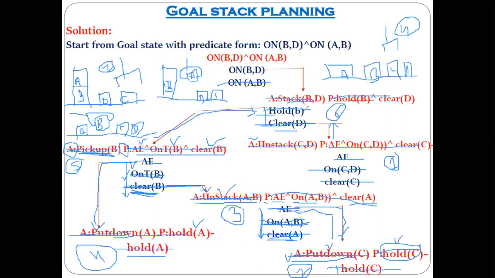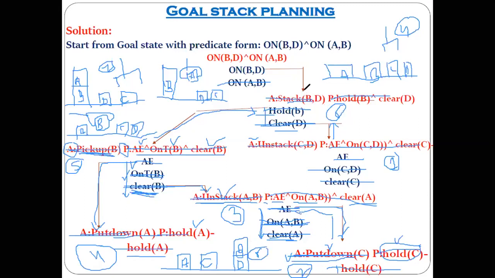B on D. B will be on D. So you will get the sixth action effect like B on D. Let me show you here clearly. A is on the table. Then C is on the table. Then D is already on the table, but on D you will now stack B. Okay, this is the sixth. Got the point?